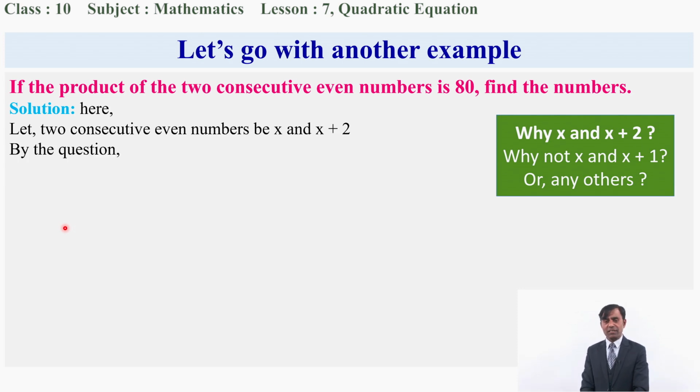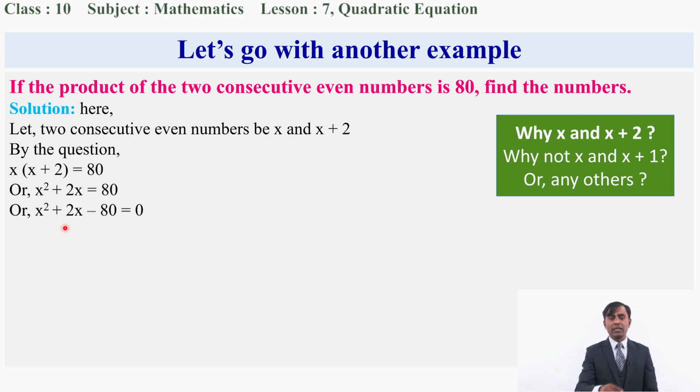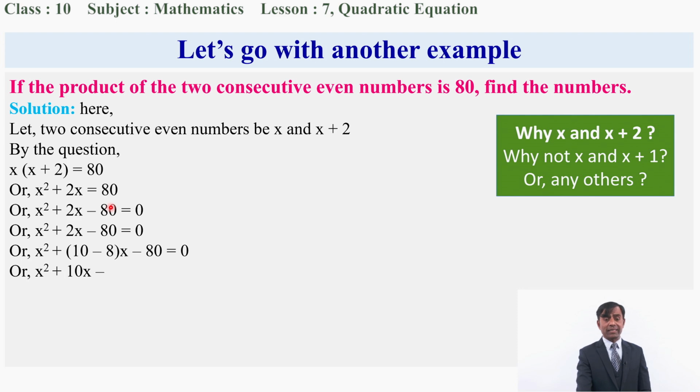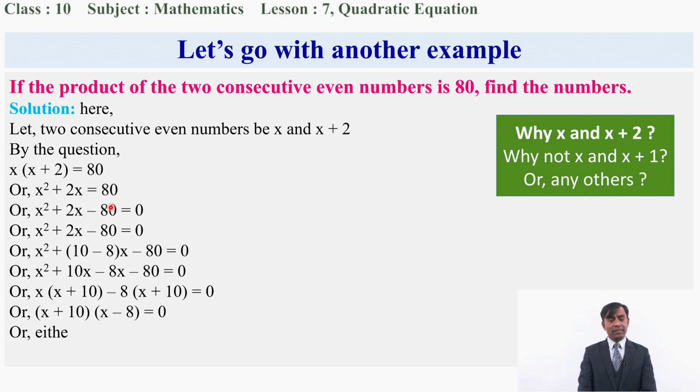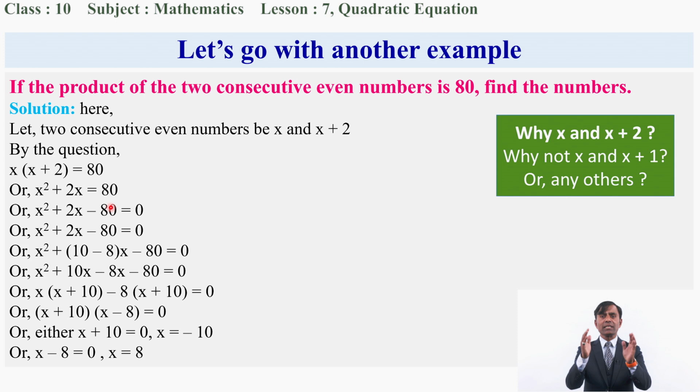Now, by the question, the product of the two consecutive even numbers is 80. Let's multiply them: x multiplied by x plus 2 is equal to 80. After simplifying, we get a quadratic equation, x square plus 2x minus 80 is equal to 0. Let's simplify. What are the values of x? One is x equal to minus 10 and the other is x equal to plus 8. We are getting two values of x.